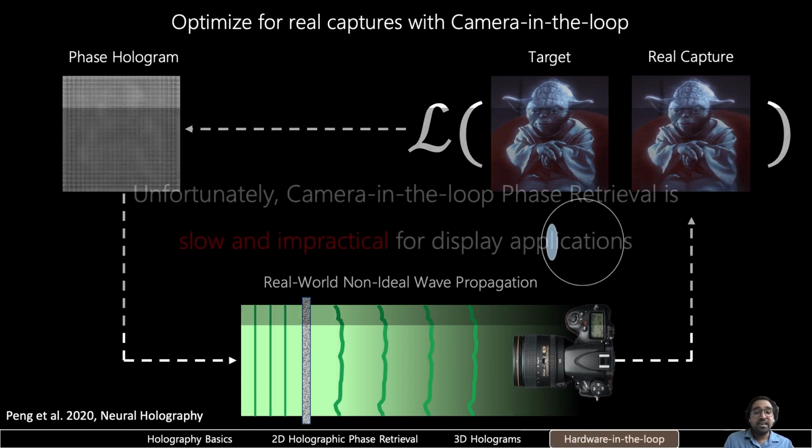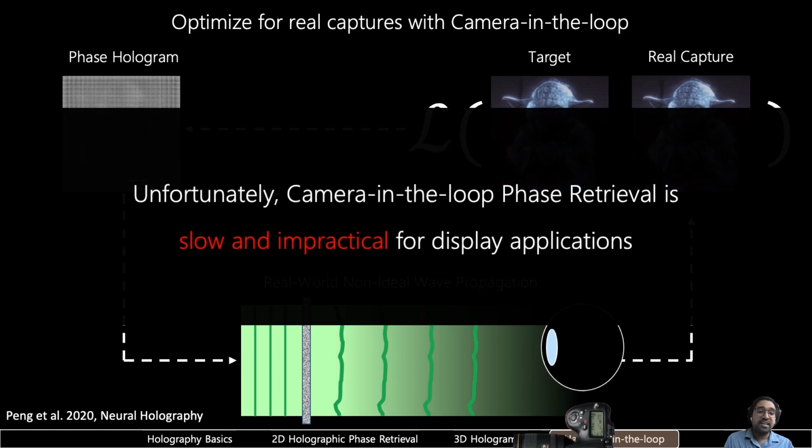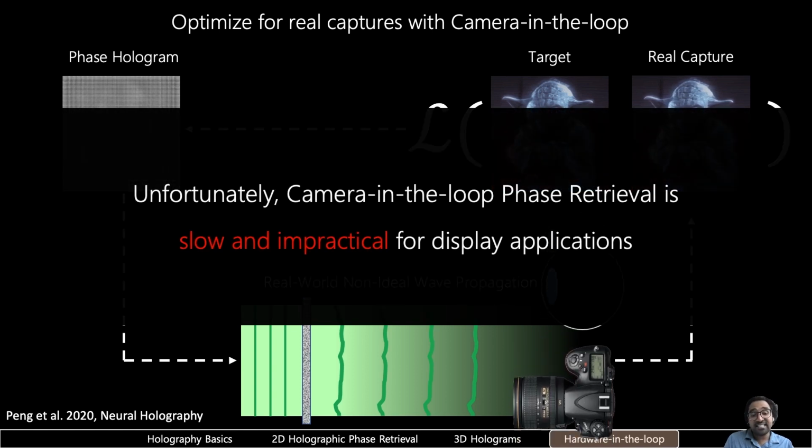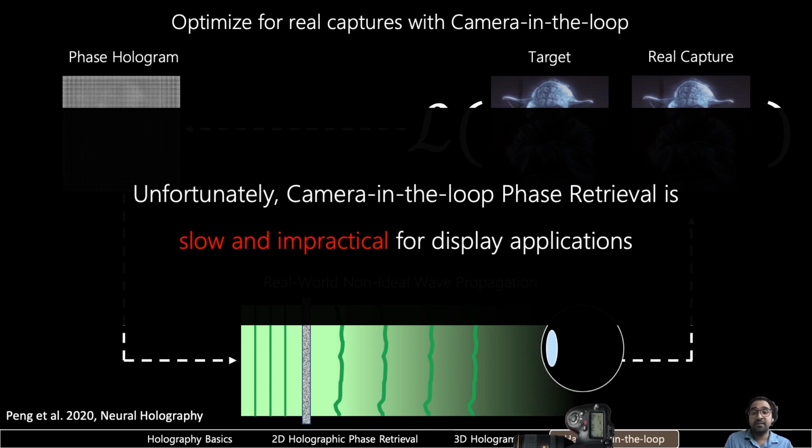Moreover, having a high-resolution camera that sees the images exactly as seen by the eyes increases the bulk of near-eye displays undesirably.